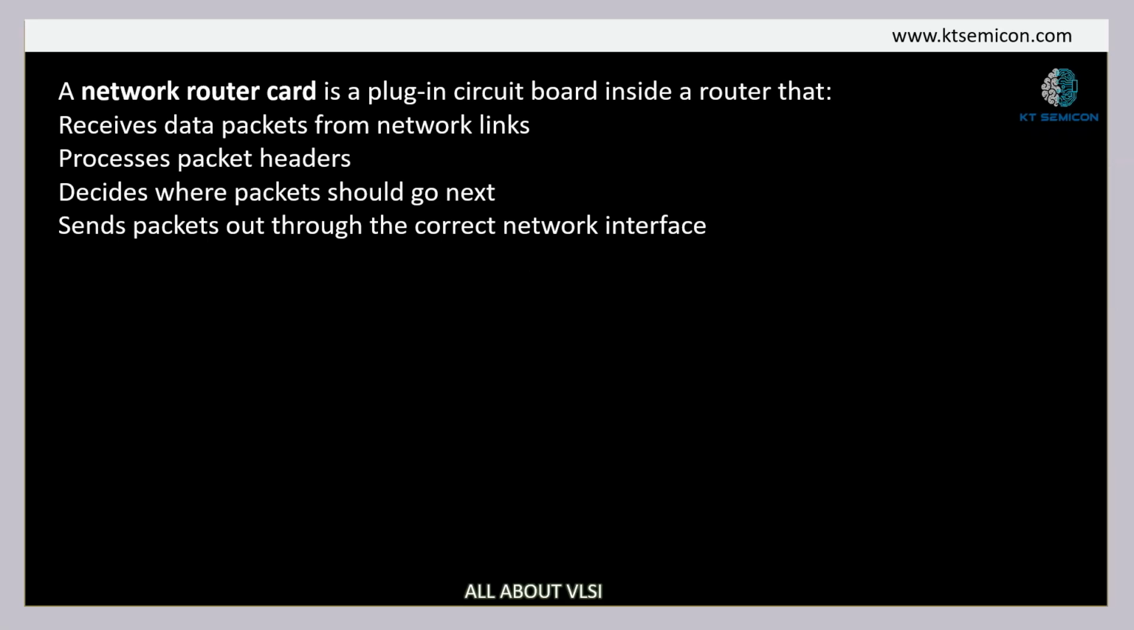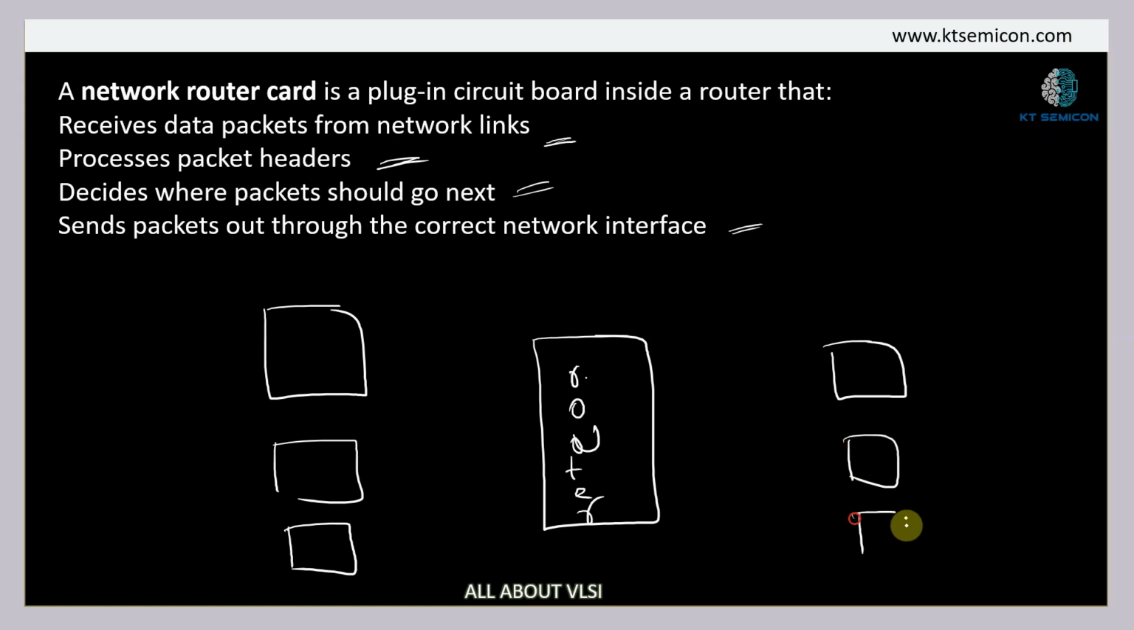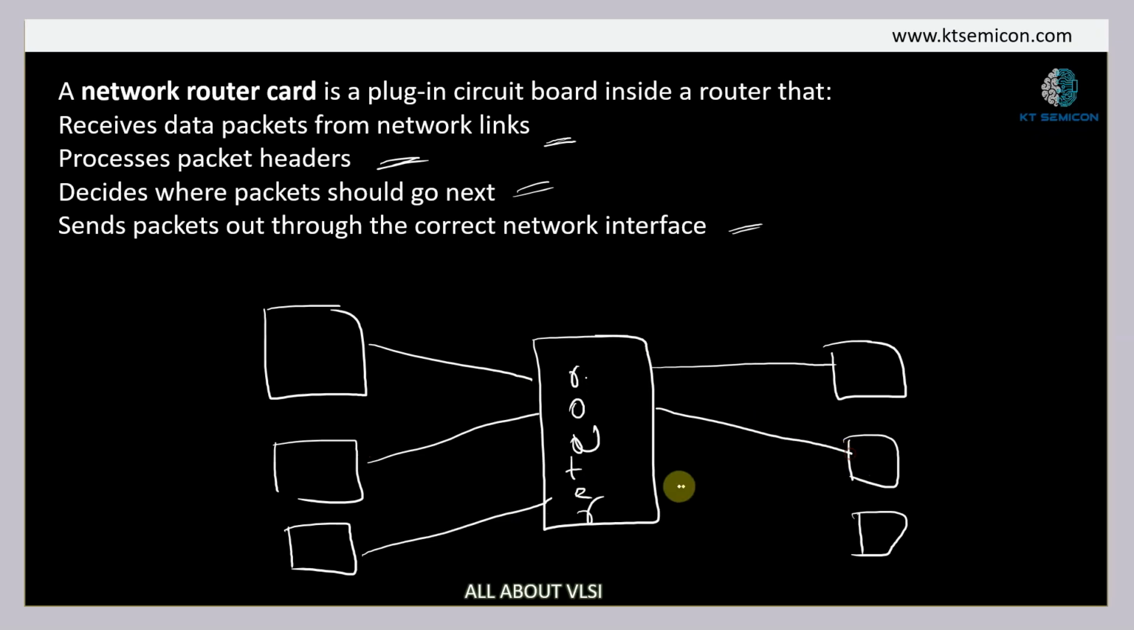A network router card is a plug-in circuit board inside a router that is basically going to receive the data packets from the network links. That is what I told you previously. It is going to process the packet headers, decide where packets should go next, and send the packets out through the correct interface. For example, in layman's terms, this is my router, and I'm going to have multiple systems over here. This is basically routing where one system should be connected to which system.